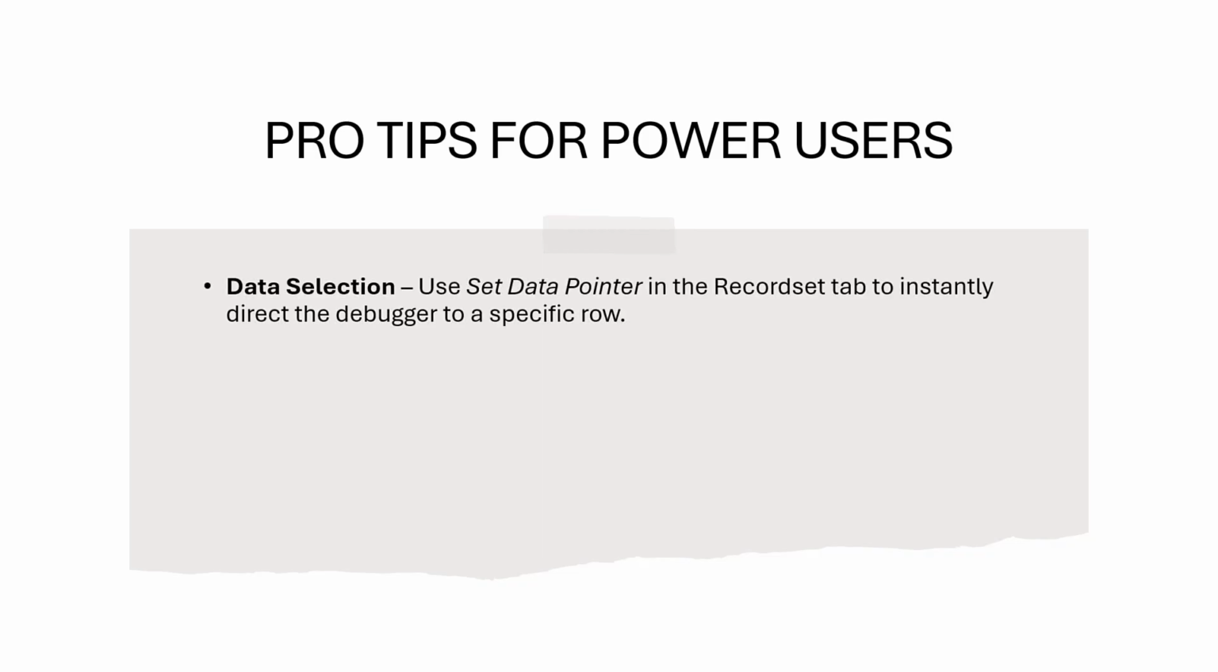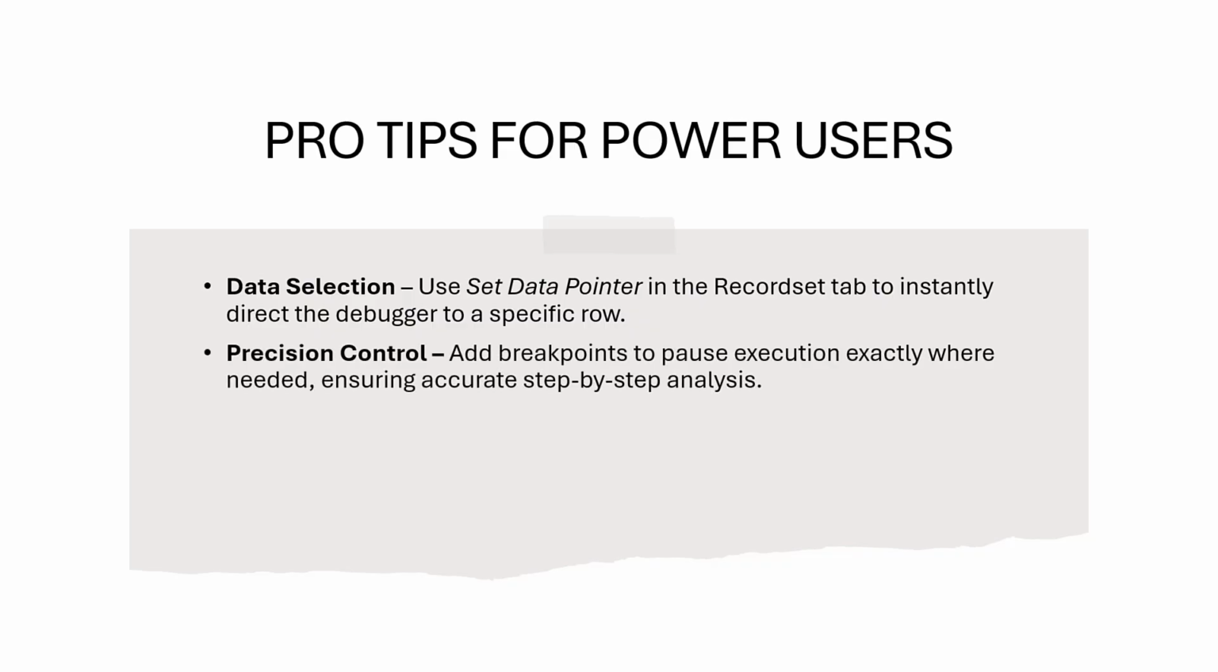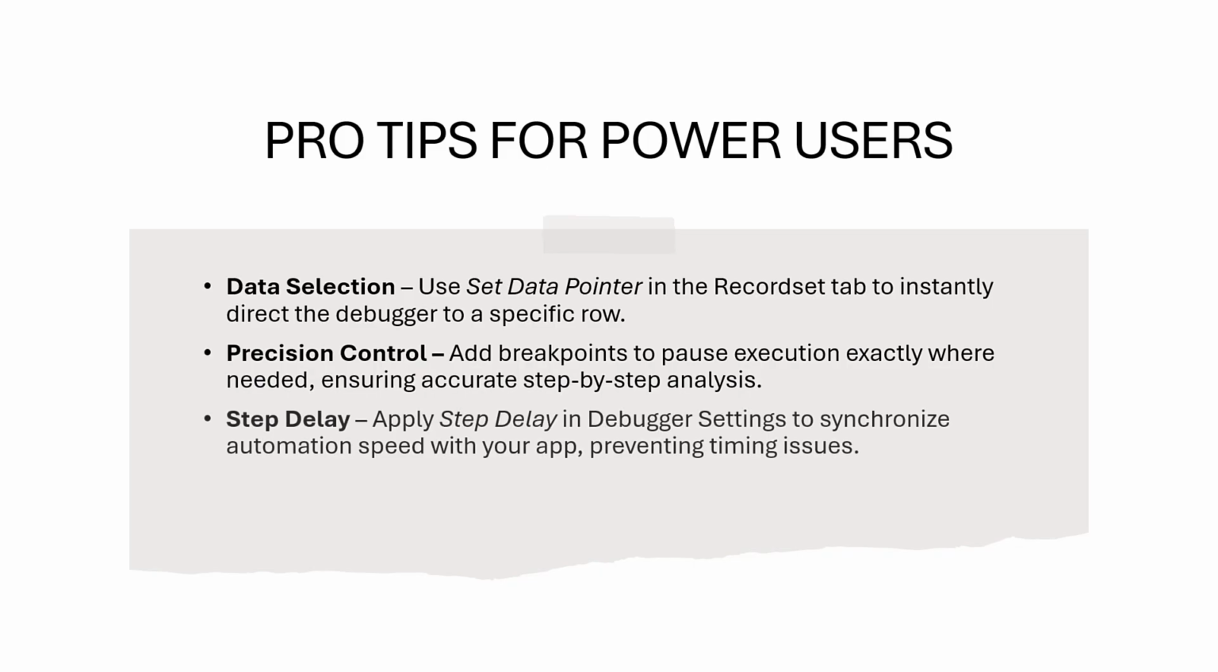Pro tips for power users. Data selection: in the Record Set tab, right-click any row and select Set Data Pointer. The debugger will use that specific row immediately for execution. Precision control: right-click any step to add a breakpoint. Your execution will pause at that exact spot every time.